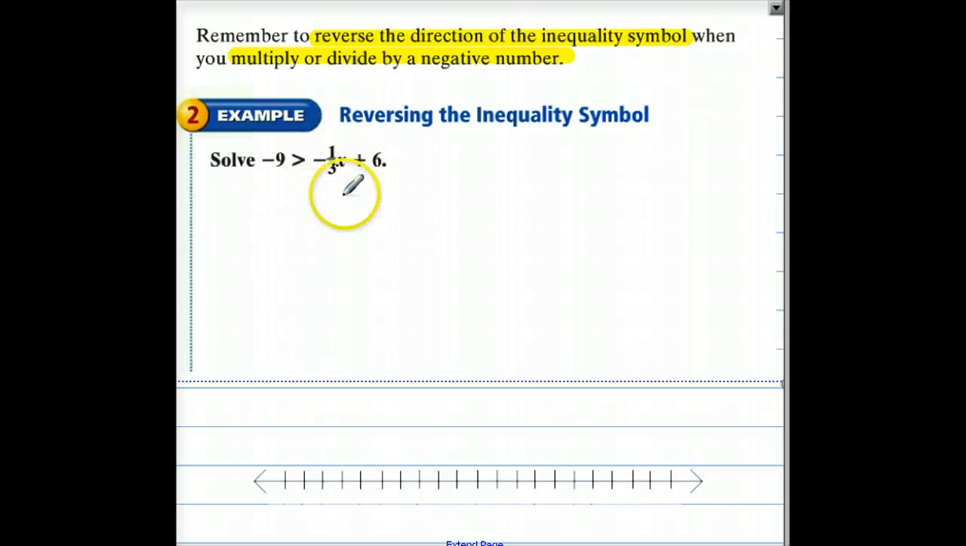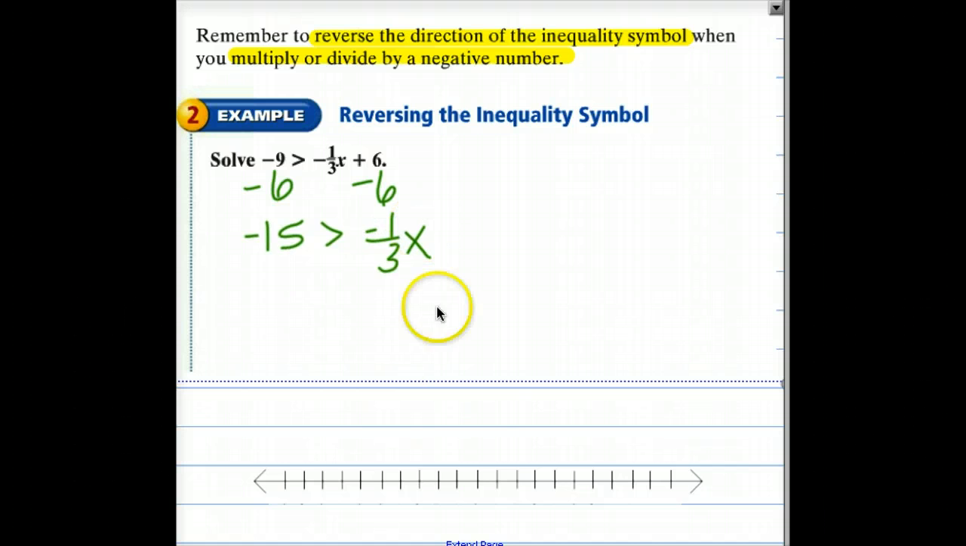In this inequality, it's a two-step. I'm going to get rid of my constant. I'm going to minus 6. Negative 9 minus 6 is a negative 15. Keep my symbol. I have a negative 1/3 x.